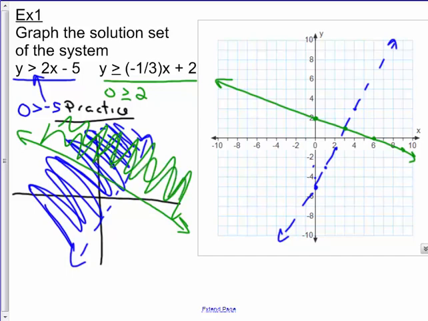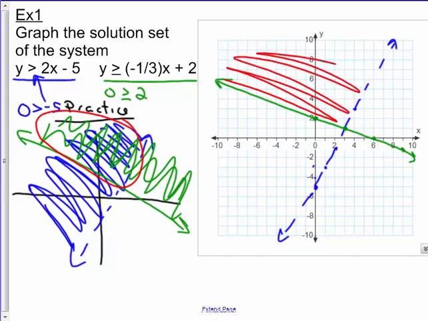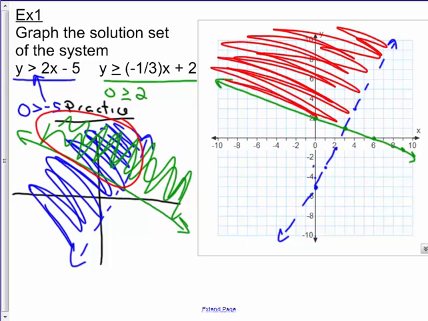So remember, when we're doing systems of inequality, where are they both true here? So I'm looking, where are they both true? Well, where both of them are shaded. So my final graph would look like this. I would shade where both of them are true. In this case, in the upper left-hand corner.